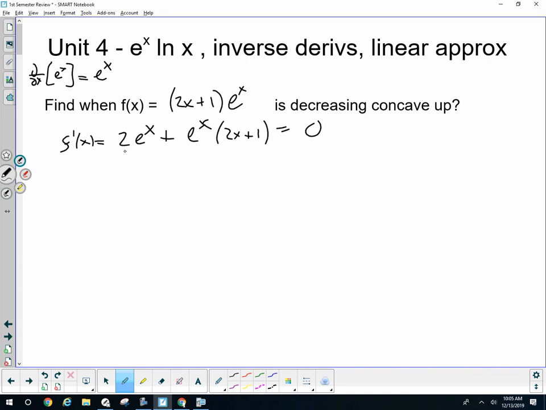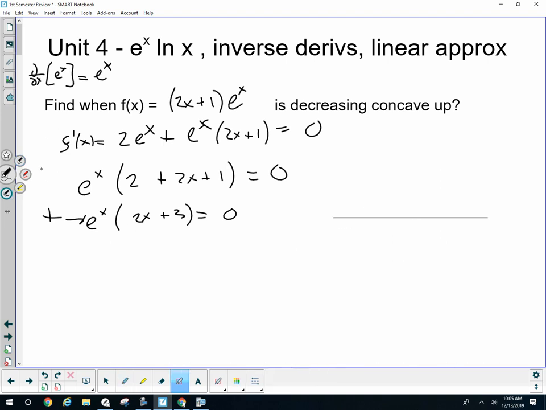Now you might be thinking, oh, what do I do now? Remember, factor out an e to the x. Now after I factor out an e to the x, I have an equation that I can easily solve because e to the x is always positive. It's never 0. I get x equals negative 3/2. Now if I plug in something like 0, I see I got a positive. Plug in something like negative 4, I get something that's a negative. So this is f prime. I don't have to worry about this. I can almost ignore this because it's positive.